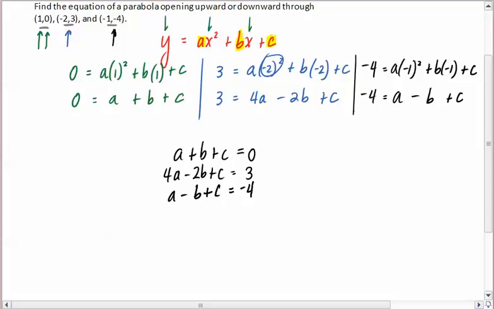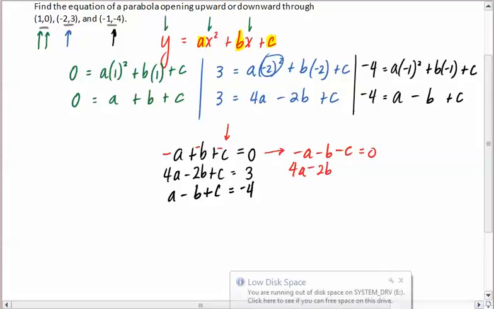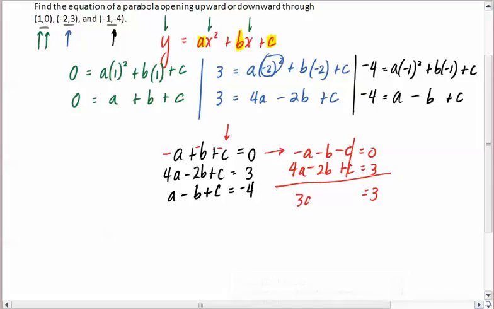Alright, so let's see here. It's a strategy that we can use. We're going to get rid of the c, because that looks like the easiest thing to get rid of. So I'm going to multiply through this top one by negative 1. So I have negative a minus b minus c is equal to 0. I copy the other one, 4a minus 2b plus c is equal to 3. And the c's go away. We get 3a minus 3b.